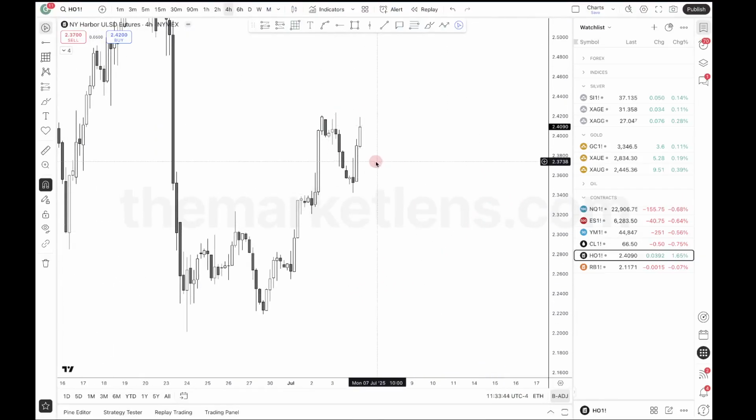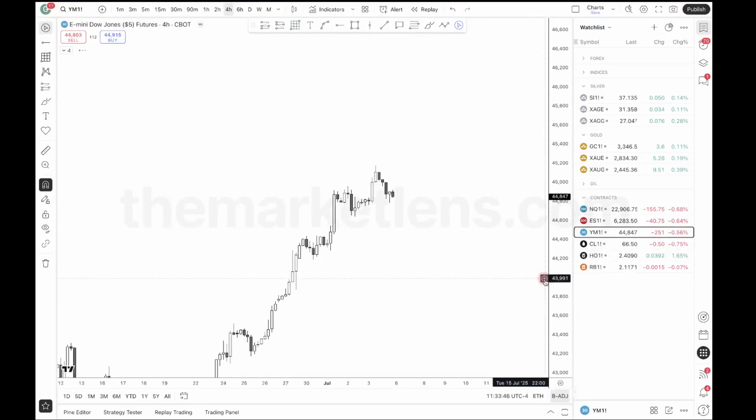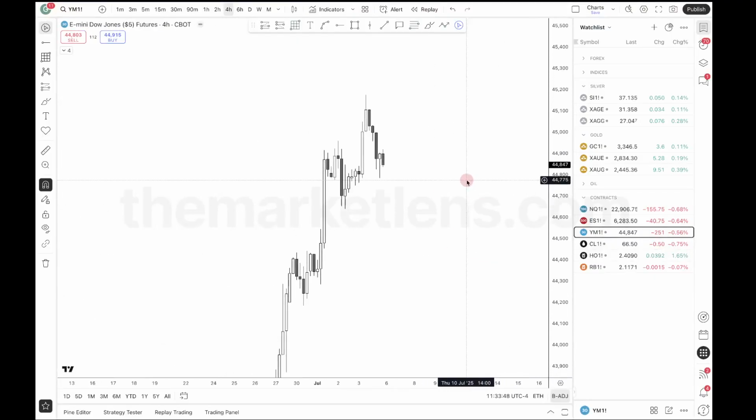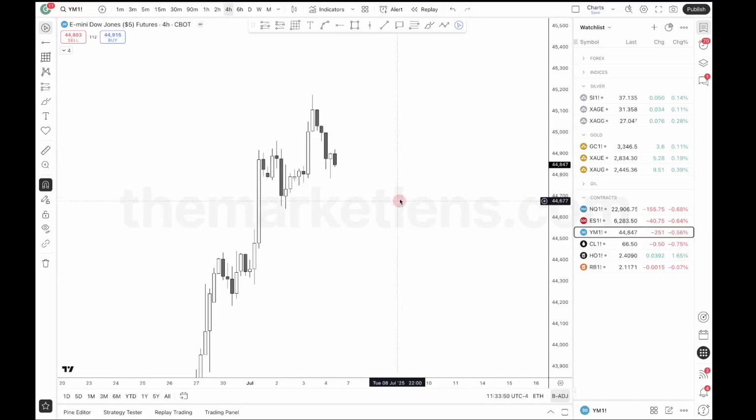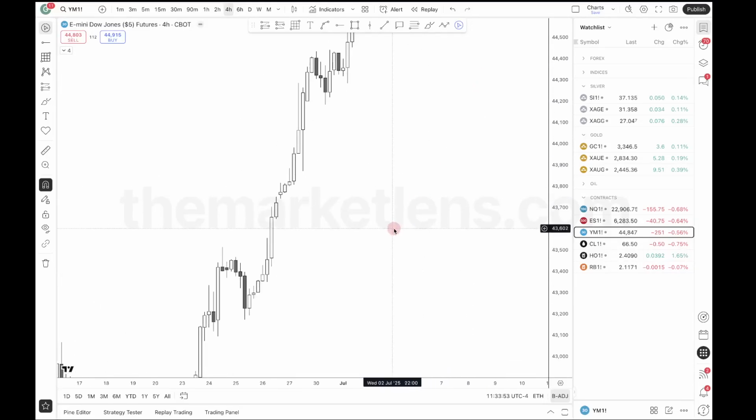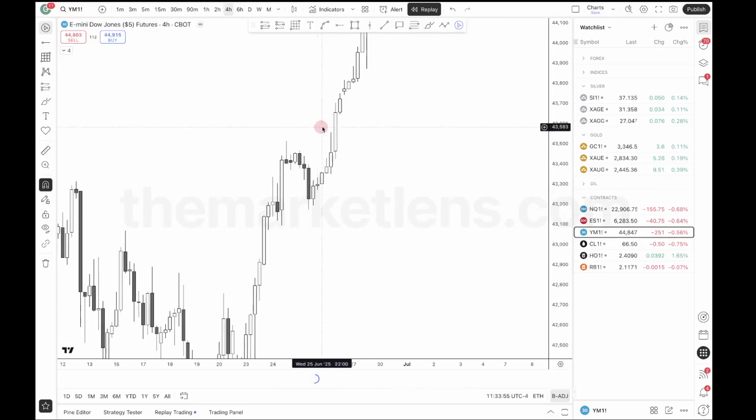You can do the same thing via sessions. That happens almost every day, especially when Asia is low of day. A lot of people get confused on how to trade Asia. I'll show you an example right here that I traded.